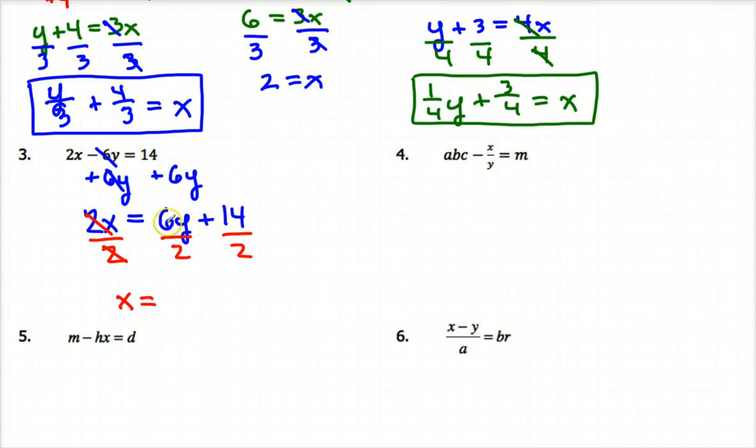X equals 6y divided by 2. The 6 and the 2 are going to cancel, and you're going to be left over with a 3y, plus 14 divided by 2 is just 7. So I get x equals 3y plus 7.